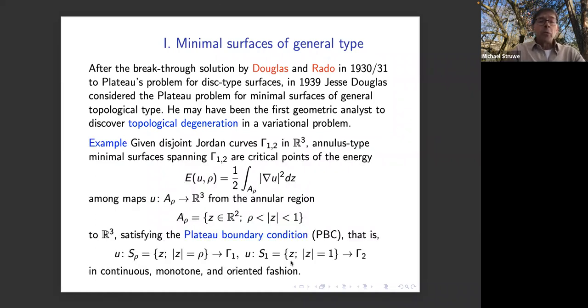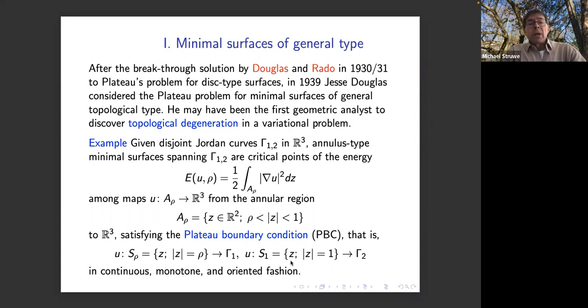So let's immediately look at a concrete example. To fix ideas, we'll just take a pair of disjoint Jordan curves, gamma 1 and gamma 2, in the Euclidean ambient space R3. And we're looking for minimal surfaces of annulus type, that is, defined over an annulus-type region, a ball with an interior ball removed from it.